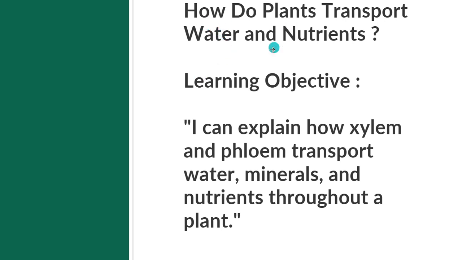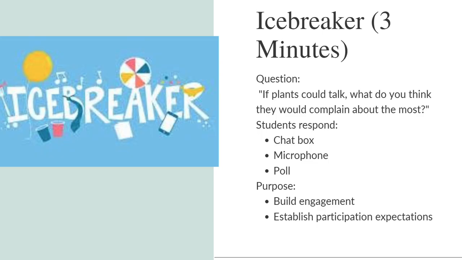How do plants transport water and nutrients? The learning objective: I can explain how xylem and phloem transport water, minerals, and nutrients throughout a plant. Then we'll begin with the icebreaker, just to get the students' attention. The question is, if plants could talk, what do you think they would complain about most? I'll get the students to interact by responding in the chat box, or they can use a microphone, or we can do a poll. The purpose is to build engagement and establish participation expectations.